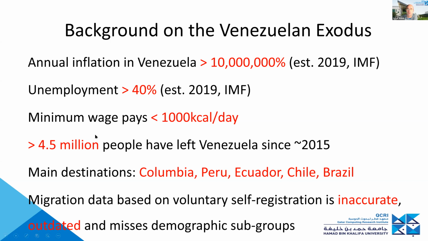In response, many people have left, well over 10% of the population, mostly into Colombia and other neighboring countries. But when it comes to how many people exactly, where exactly, and what their socioeconomic situation is, not a lot of good data existed, certainly then. Maybe it has improved over the years, because most existing data was based on voluntary self-registration and misses a lot of groups.